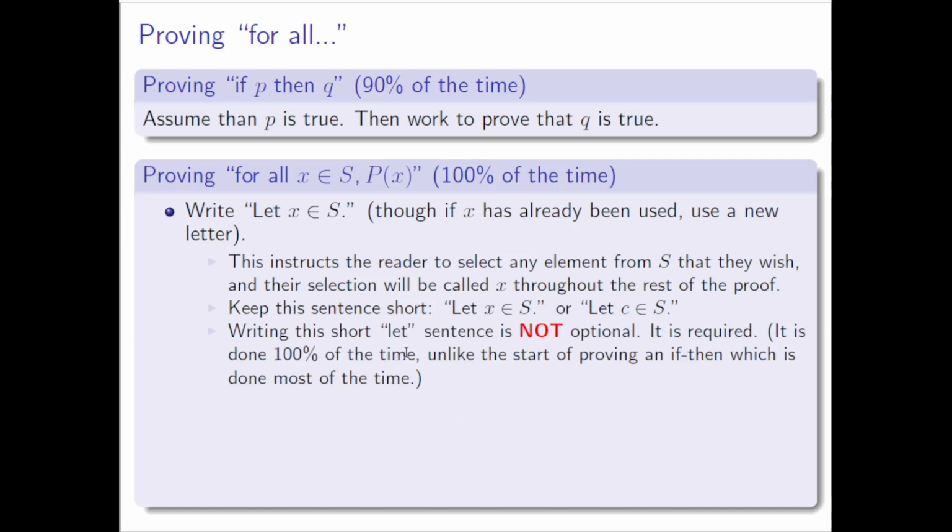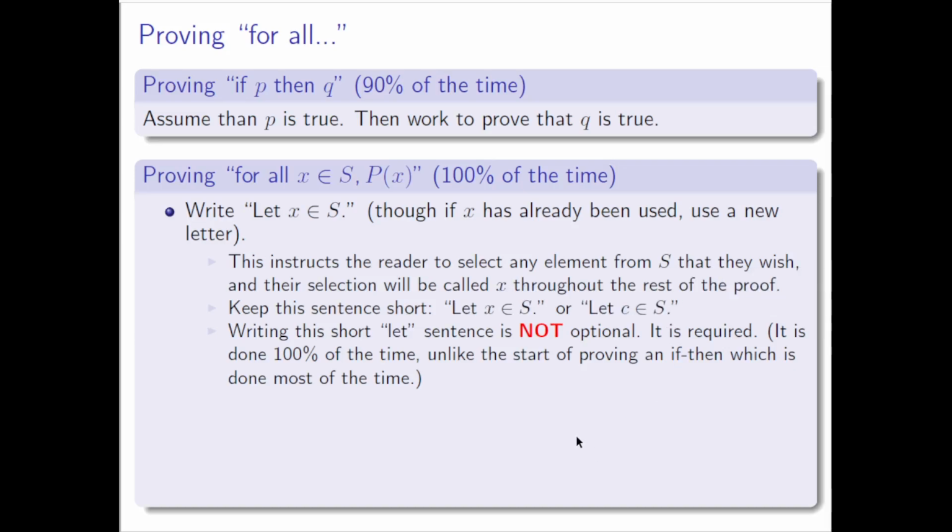This short let sentence, by the way, is not optional. It is required. This is done 100% of the time. Unlike proving if then, where sometimes you assume that p is true, and sometimes there's a different kind of assumption that occurs, which I don't even want to talk about right now. So 100% of the time, you've got to have a sentence like this.